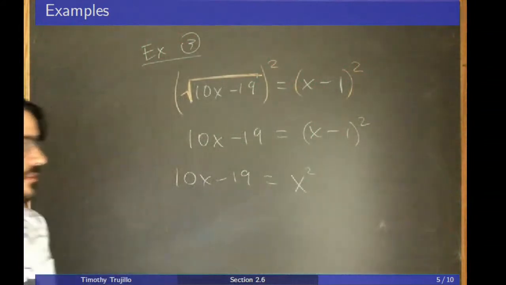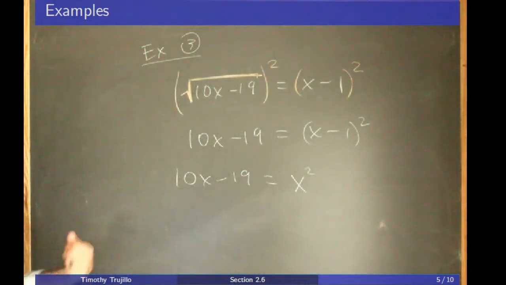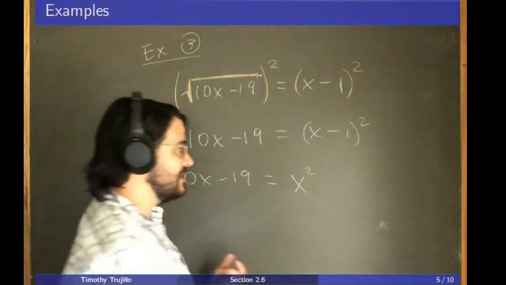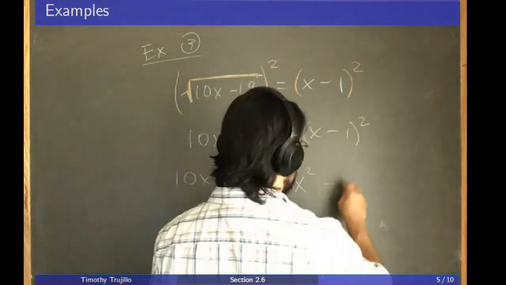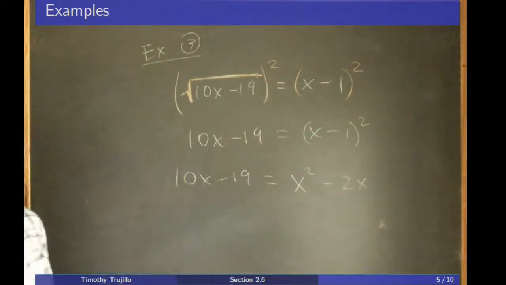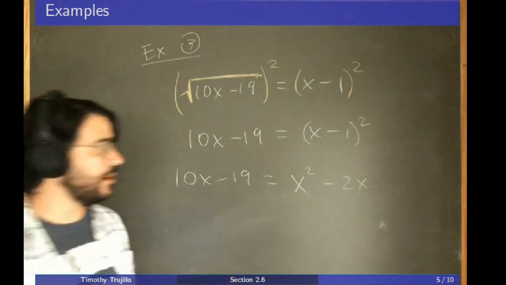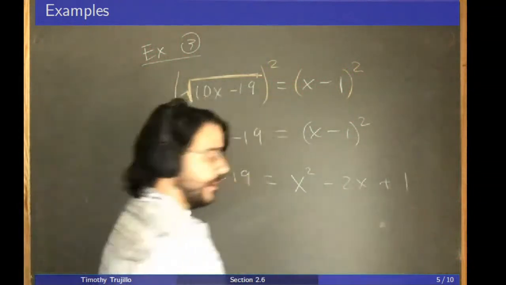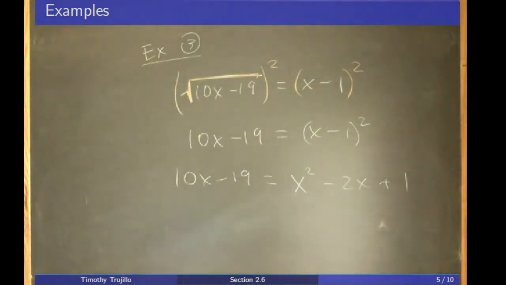The first is going to give us an x squared. Then there's going to be a negative x and a negative x. That's the inner and the outer term, so that's a minus 2x. And then finally, you have a negative 1 times a negative 1, which gives you positive 1. So that right-hand side, when you FOIL it out, is x squared minus 2x plus 1.